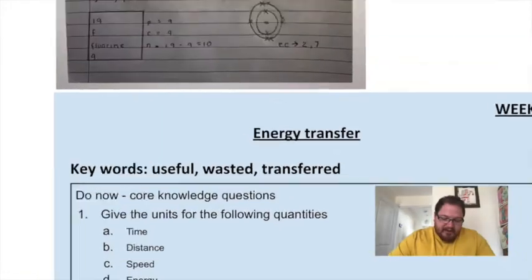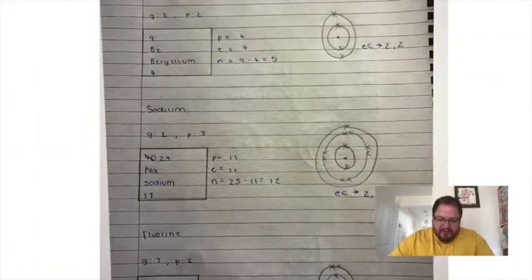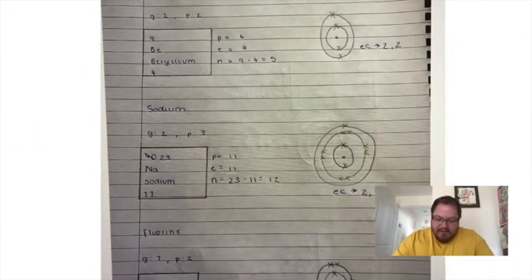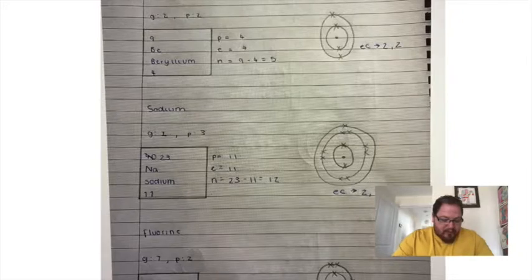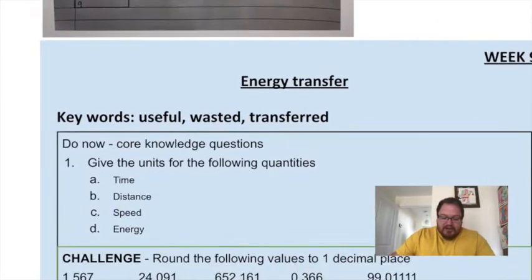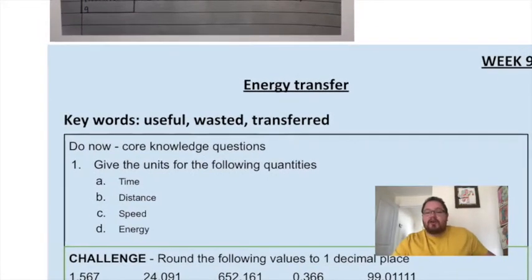And I just want to highlight some awesome work from last week. You can see that they're doing everything we asked for. They've even boxed up the element beryllium there, and you've got the element symbol, your mass number, your atomic number, and then from this you can see that they clearly understand what's going on, and that is represented by the electron configuration there. So some really good work, neat work. Presented like that in an exam, you're looking at full marks. So brilliant work there. So energy transfer, keywords: useful, wasted, transferred.